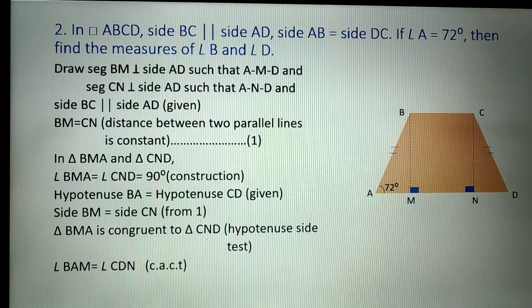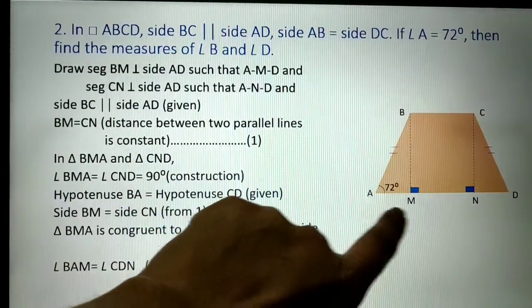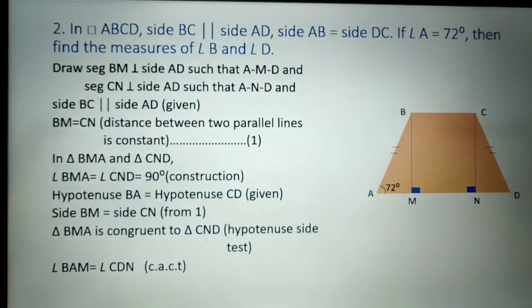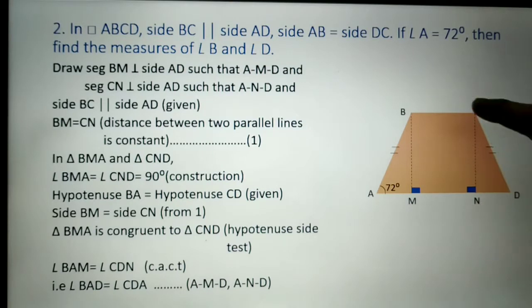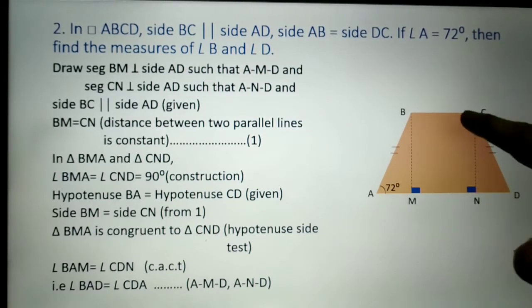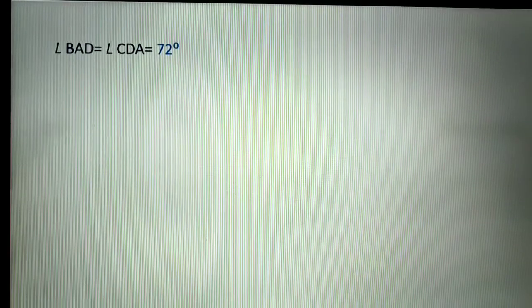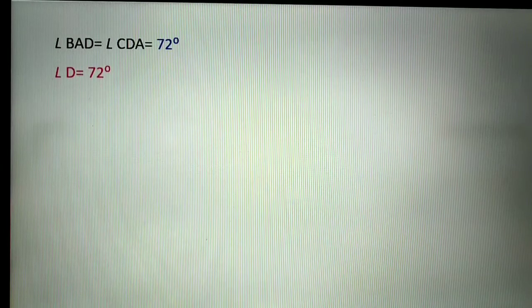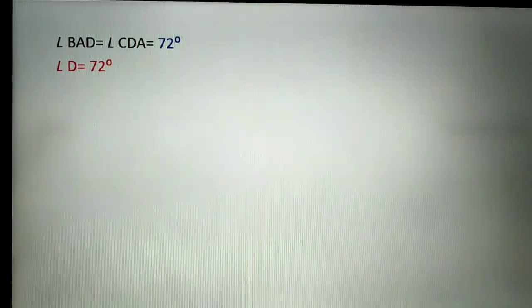Since this is congruent, and angle BAM is 72 degrees, this angle will also turn to 72 degrees. BAD and CDA, we have just renamed it. BAD and CDA are also equal, so both angles will become 72 degrees. Therefore angle D is 72 degrees.